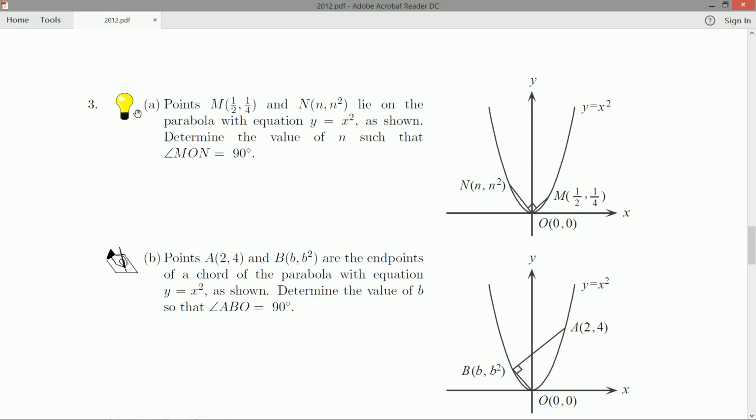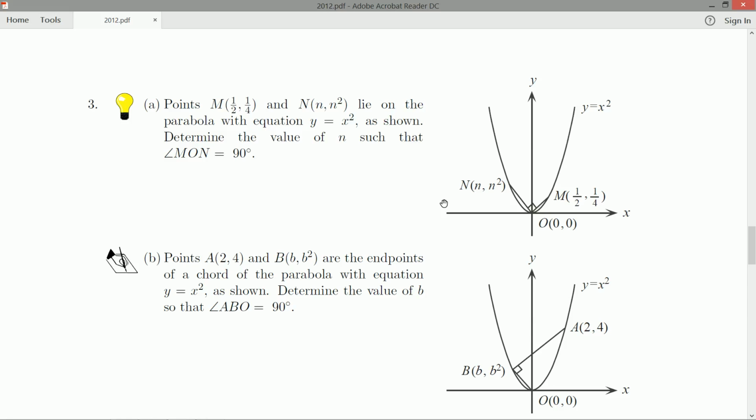So, question 3A. Points (1/2, 1/4), and (n, n squared) lie on the parabola with equation y equals x squared. Okay, that makes sense. A half squared is a quarter. Determine the value of n such that angle MON is 90 degrees. Alrighty.